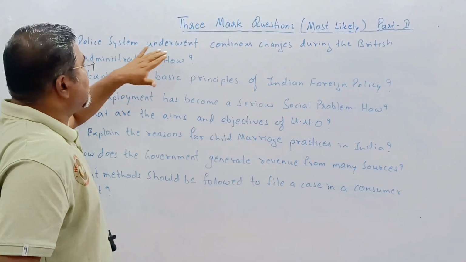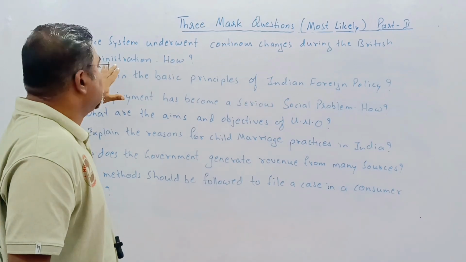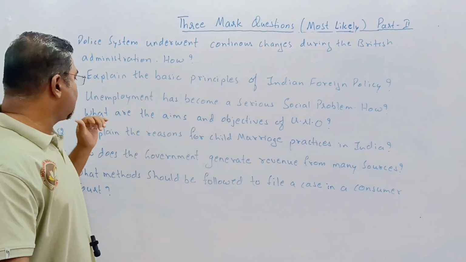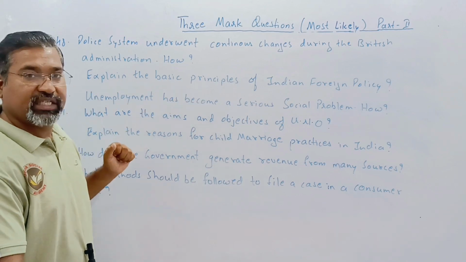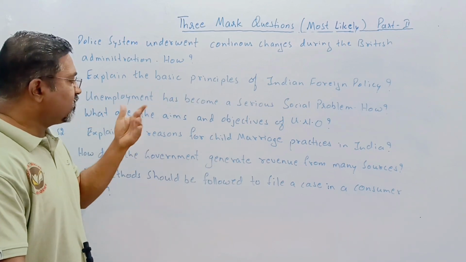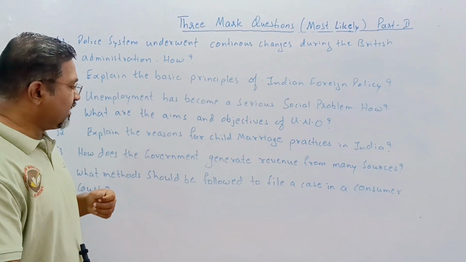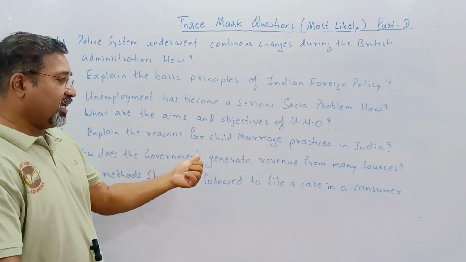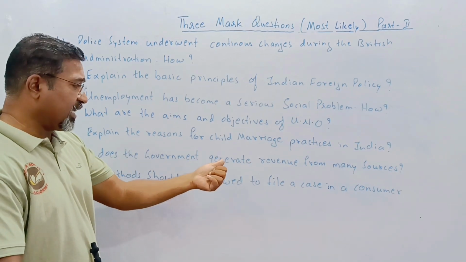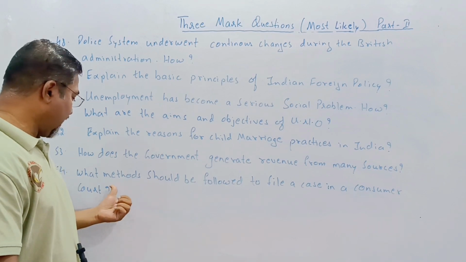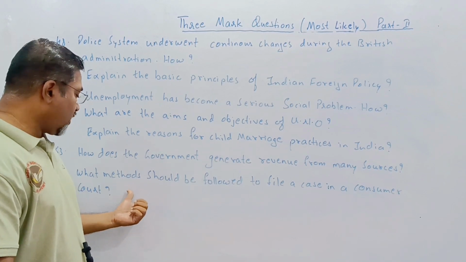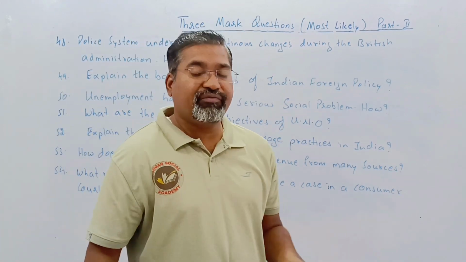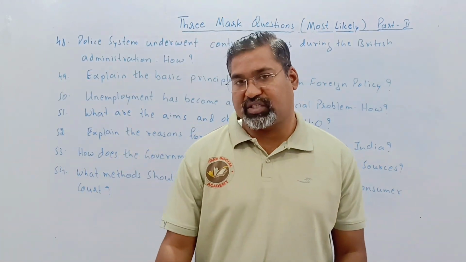I will repeat it. The police system underwent continuous changes during the British administration, how? Explain the basic principles of Indian foreign policy. Unemployment has become a serious social problem, how? What are the aims and objectives of UNO? Explain the reasons for child marriage practices in India. How does the government generate revenue from many sources? And the last one, what method should be followed to file a case in a consumer court? So, total 54 questions of 3 marks.